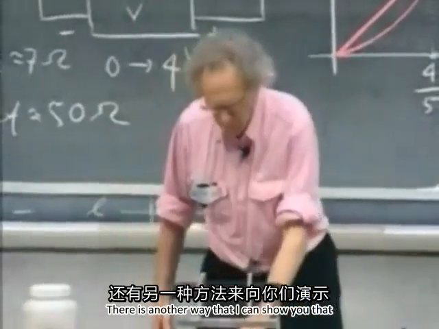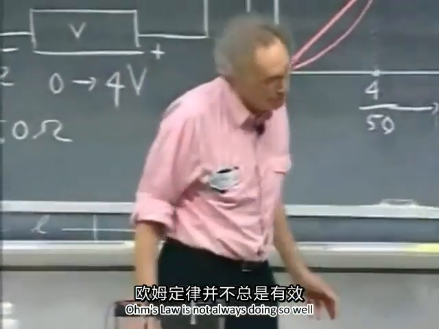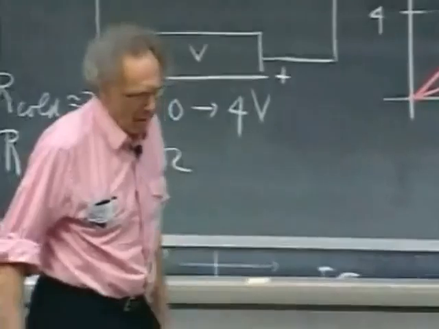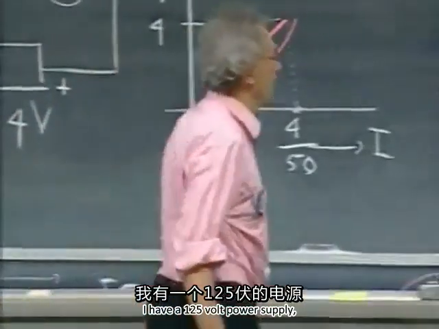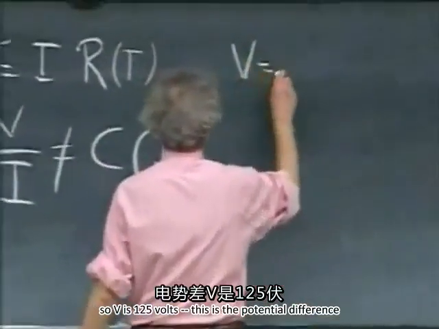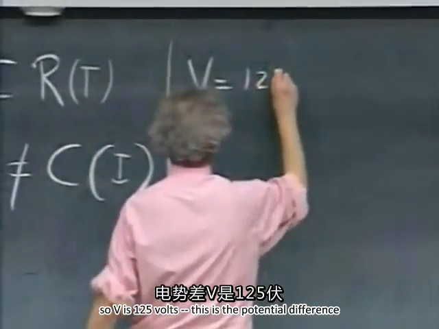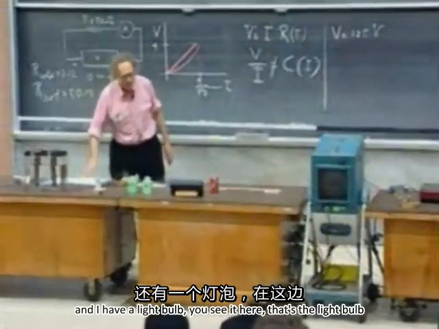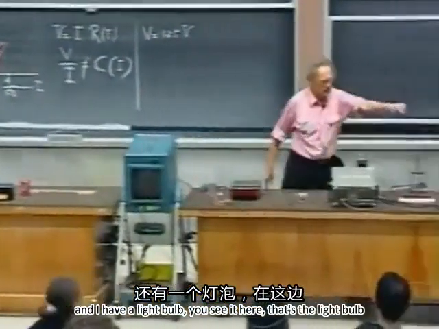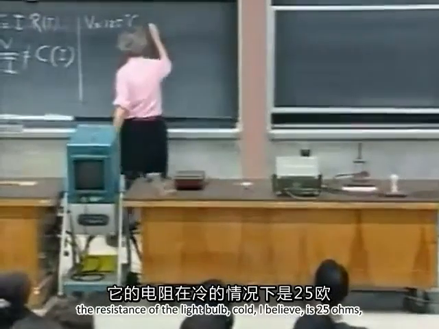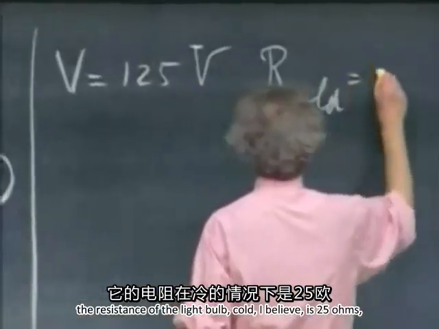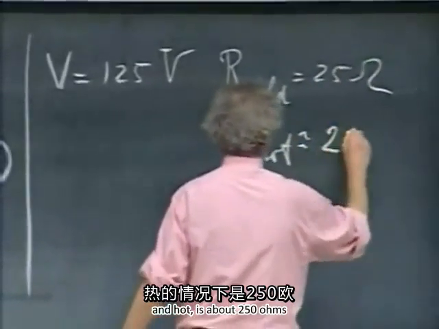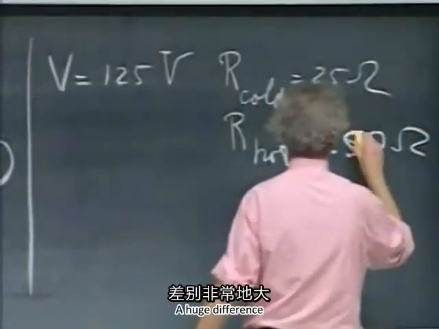There's another way that I can show you that Ohm's law is not always doing so well. I have a 125 volt power supply. So V is 125 volts. This is the potential difference. And I have a light bulb. You see it here. That's the light bulb. The resistance of the light bulb, cold, I believe, is 25 ohms. And hot is about 250 ohms. A huge difference.